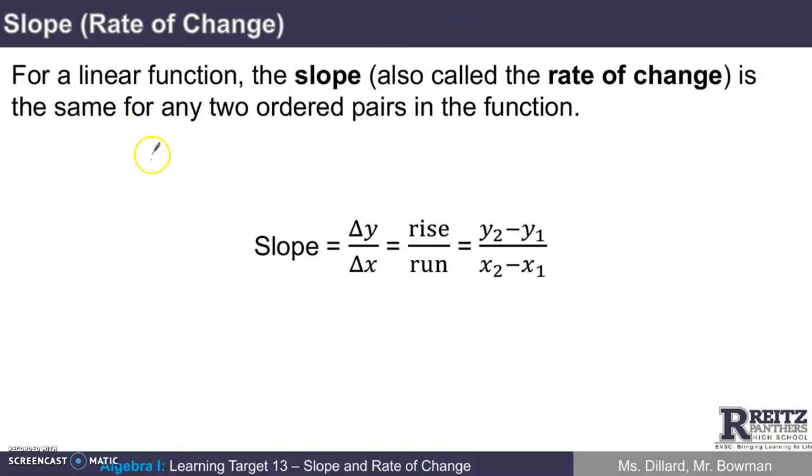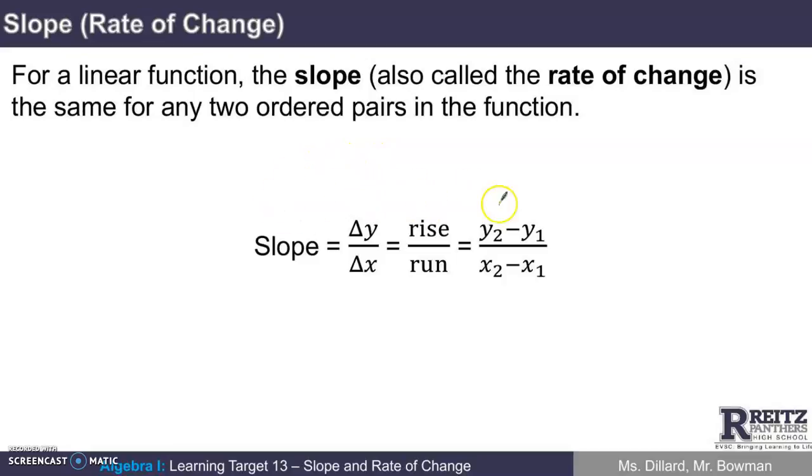Now we can generalize this by talking about the slope of the function. For a linear function, the slope, which is also called the rate of change, is the same for any 2 ordered pairs in the function. Any 2 points I choose to calculate the slope between in a linear function, I should get the same slope.